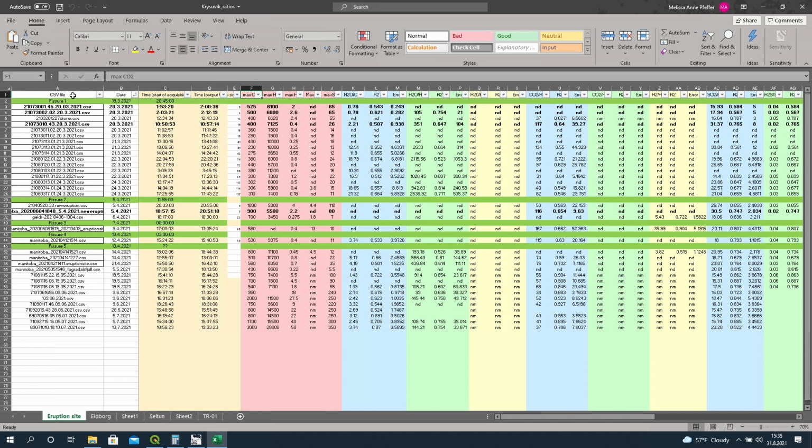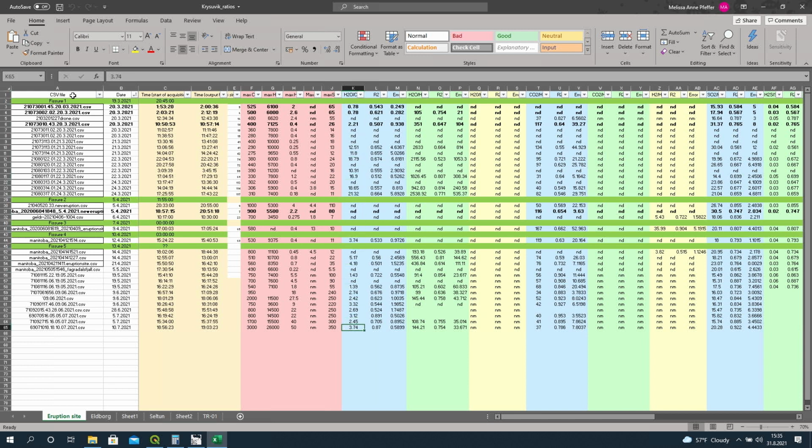Then we have the maximum of the gases that we measure. So the maximum of the CO2, maximum water, maximum H2S, maximum hydrogen if the multigas has a hydrogen sensor, which this drone multigas does not, and the maximum of the SO2. And then here, if we were able to get good ratios, then here is where we put the ratios.